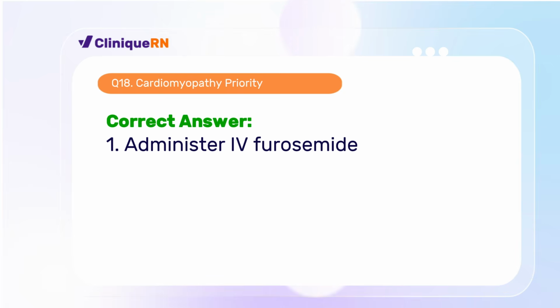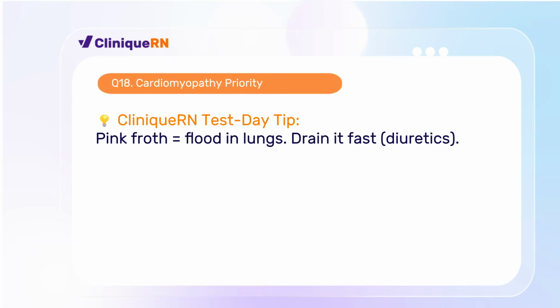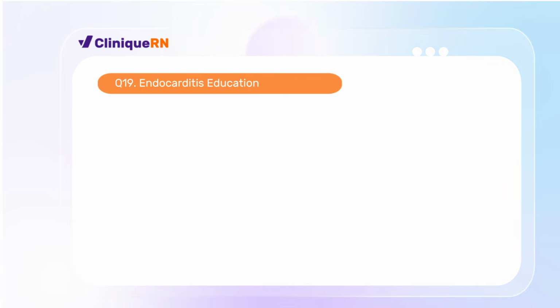The correct answer is 1. Administer IV furosemide. Rationale. 1. In pulmonary edema, it is essential to reduce preload immediately, typically by administering a loop diuretic such as furosemide. 2. ECG secondary. 3. Restriction won't resolve acute fluid overload. 4. Elevating legs worsens congestion. CliniqueRN tip. Pink froth means flood in lungs. Drain it fast. Diuretics.